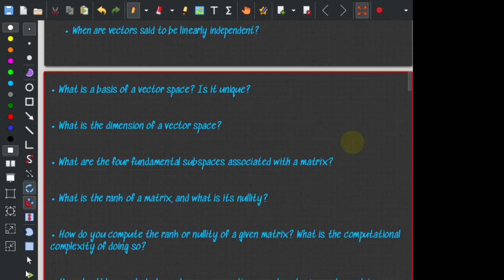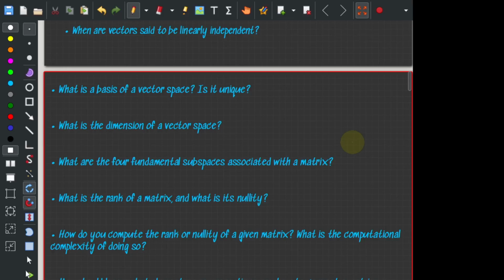What is the dimension of the vector space? The size of the basis is the dimension. Even though the basis for a vector space is not unique, even though there can be multiple bases for the same vector space, the number of vectors in any given basis is always going to be the same. And that is what we call the dimension of a vector space.